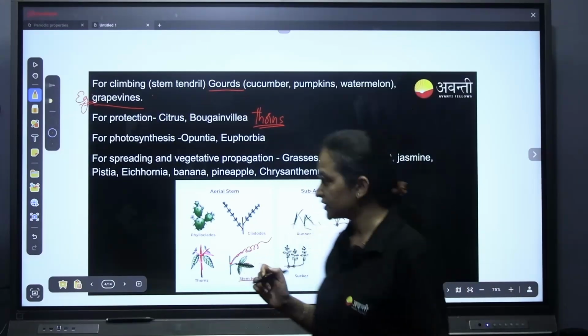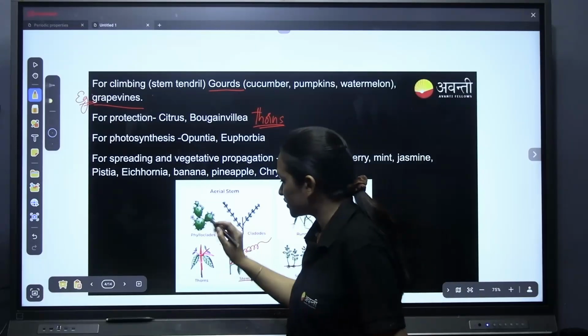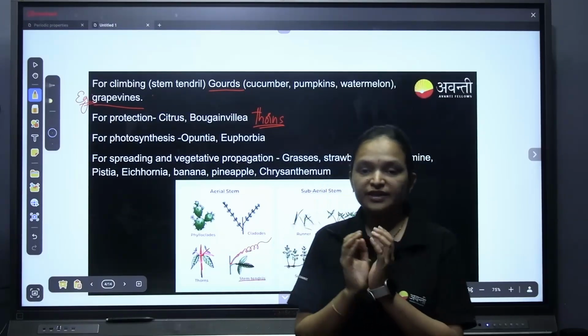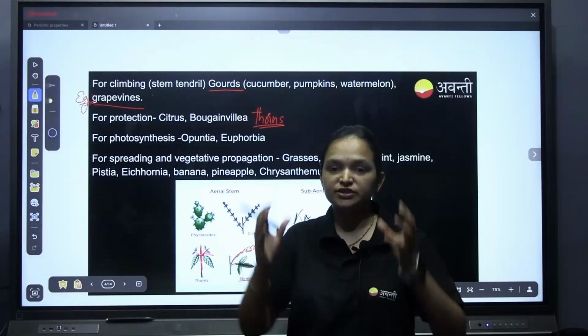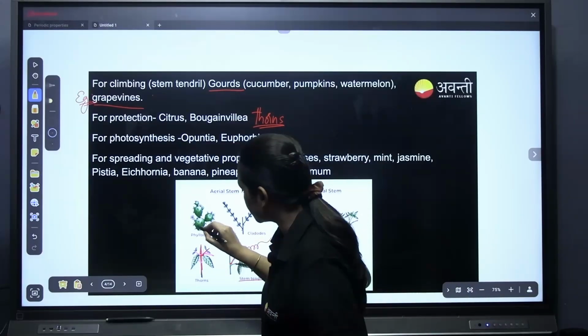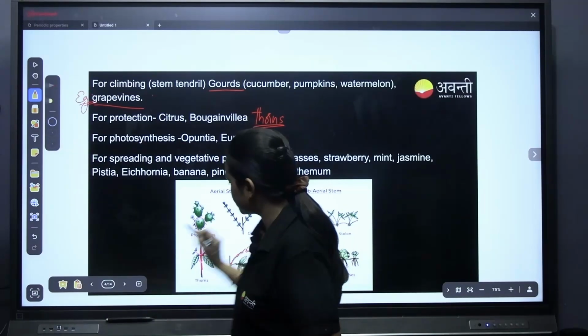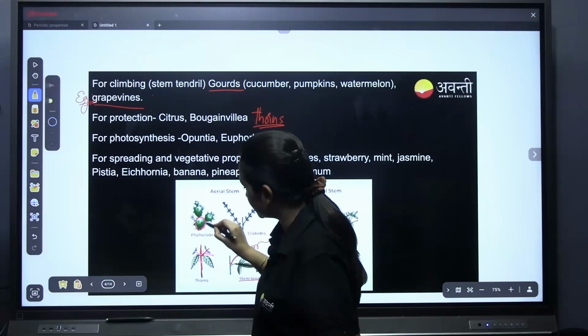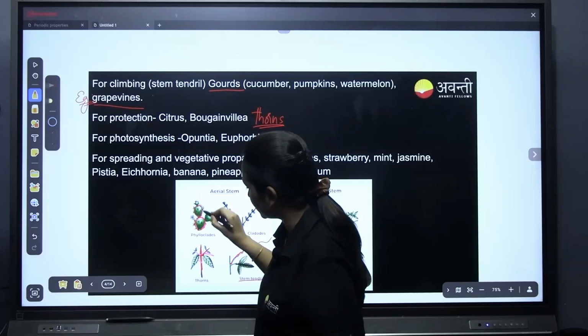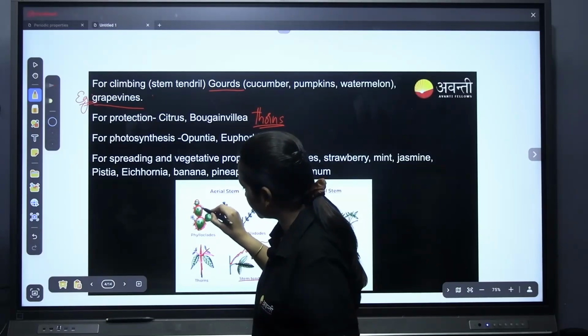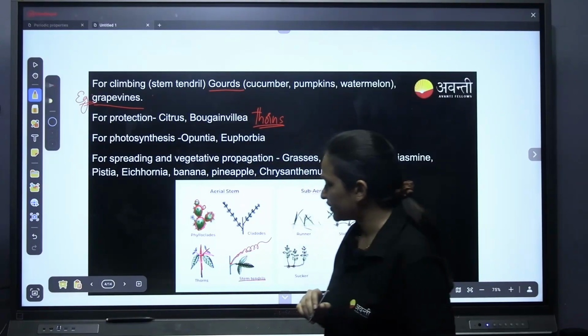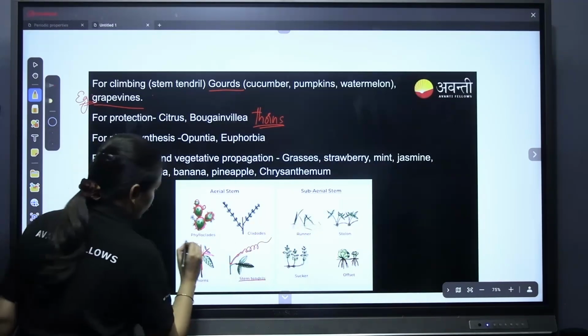For photosynthesis, in Opuntia, the stem will be modified into a fleshy stem, which also stores water. This is the fleshy stem, this one. This is the stem modification. What I am drawing is a stem modification. Understanding? This stem modification we call phylloclades.